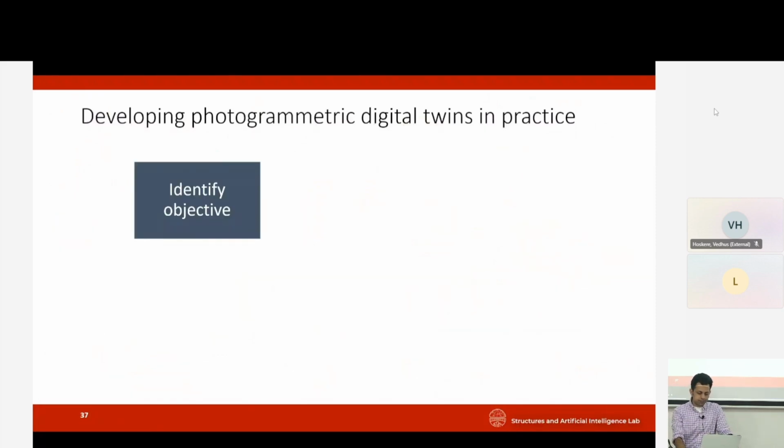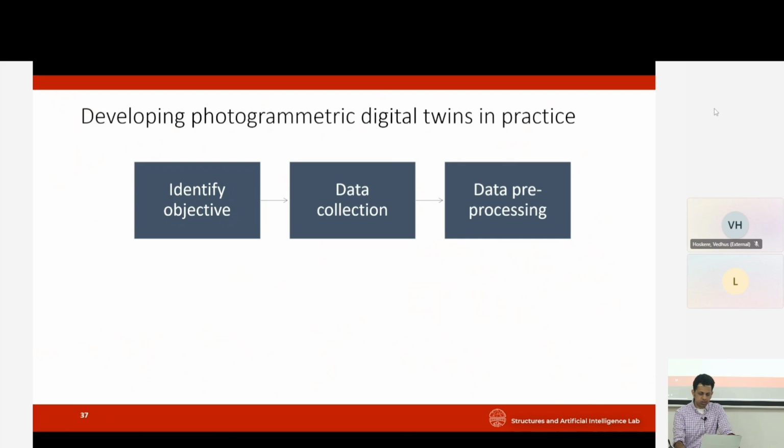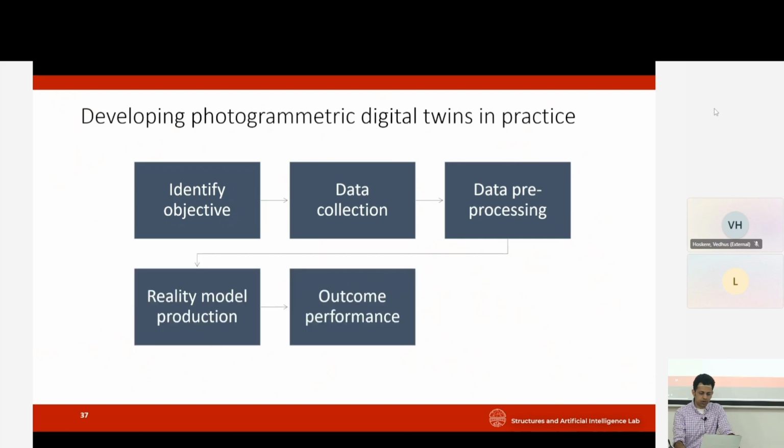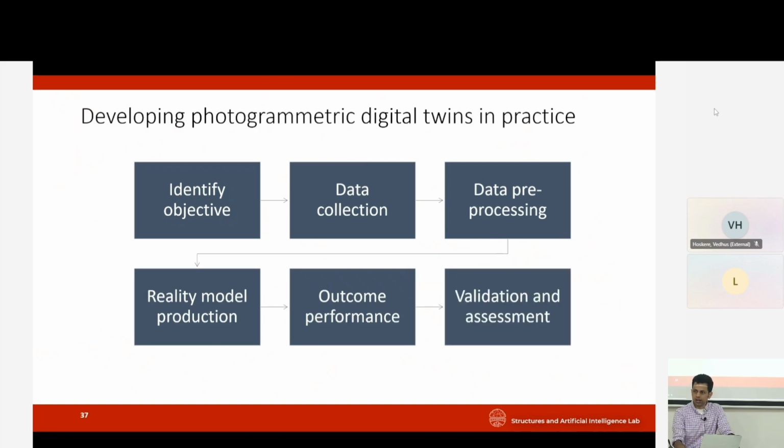So in general, when we're trying to develop these photogrammetric reality models in practice, there are different steps. The first step, like I said yesterday, that is most important, is to identify why you're building that model. Because if you don't do that, there are too many unknowns. But if you're building a model, you should know why you're building it anyways. And then you can decide what to do. Then you do the data collection, you do the data preprocessing, you produce the reality model, and then you get your outcome, which is whatever objective you want, and then you verify that somehow.